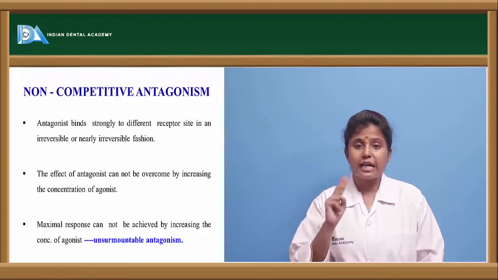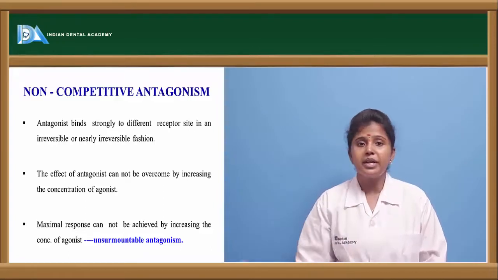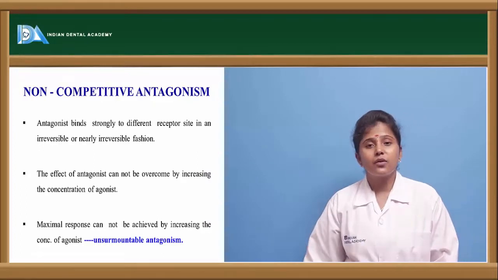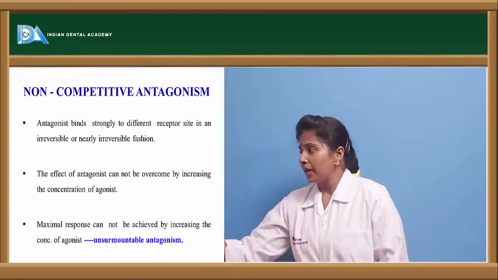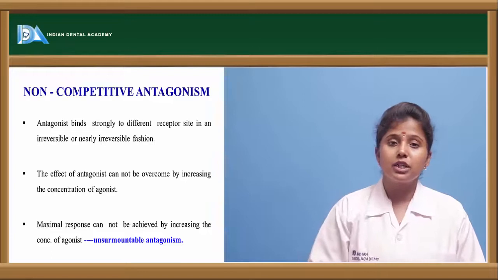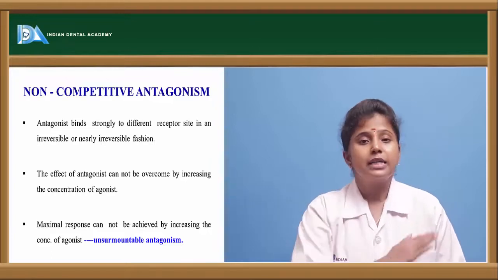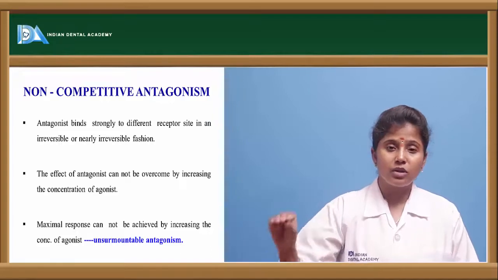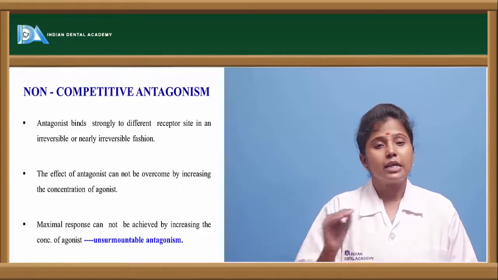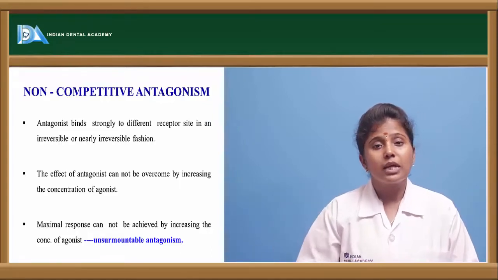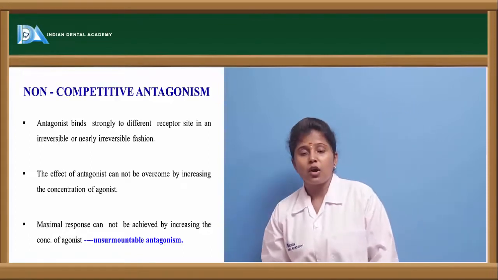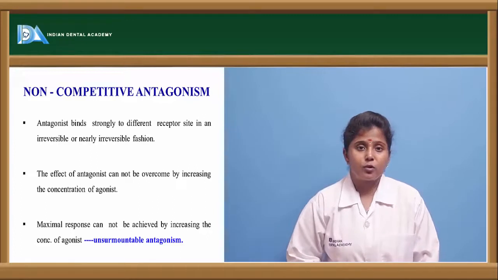So here, the agonist and antagonist are not competing for a single site. They have different sites, but the antagonist does not allow the agonist to show its action. And if we increase the concentration of the agonist, it is of no use. They have two different sites. Even if we increase the agonist, the antagonist won't allow the agonist to show its action. So this type of antagonism is called insurmountable antagonism.